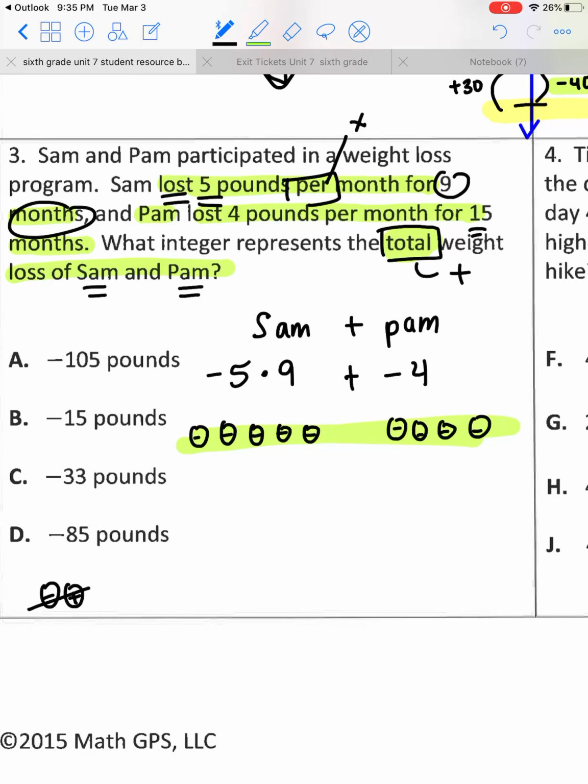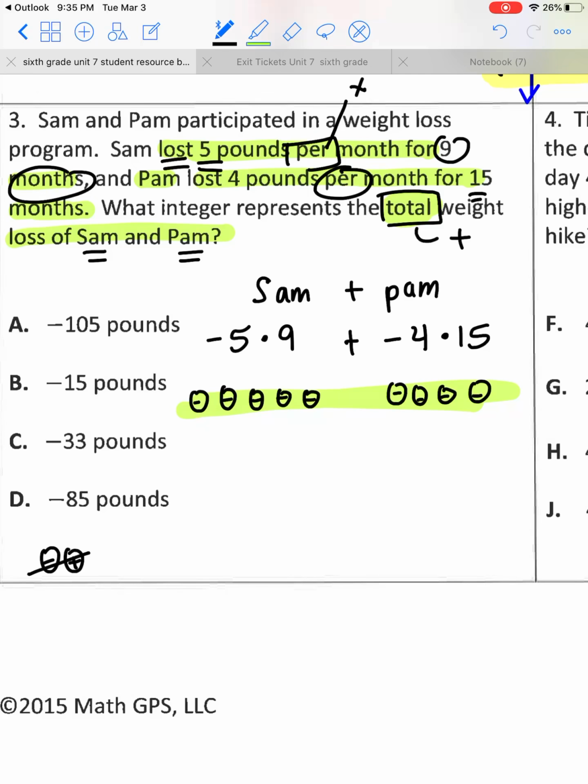15 months. So a keyword here is "per" again, so times 15. In other words, you're going to have 9 groups of these. Can you imagine that? All right, that's fantastic. Now we're going to take these 2 and multiply them, and once you find the product of those 2, we go ahead and add them.